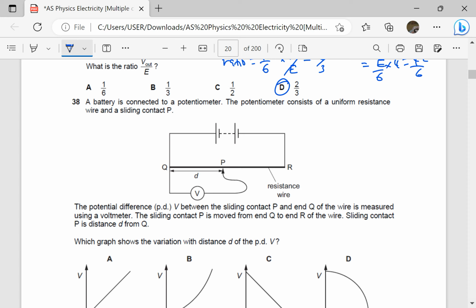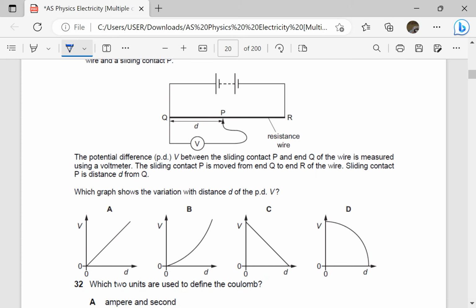A battery is connected to a potentiometer. The potentiometer consists of a uniform resistance wire and a sliding contact P. The potential difference V between the sliding contact P and end Q of the wire is measured using a voltmeter. The sliding contact P is moved from Q to R of the wire. Sliding contact P is distance D from Q. Which graph shows the variation with the distance D of the PD V?